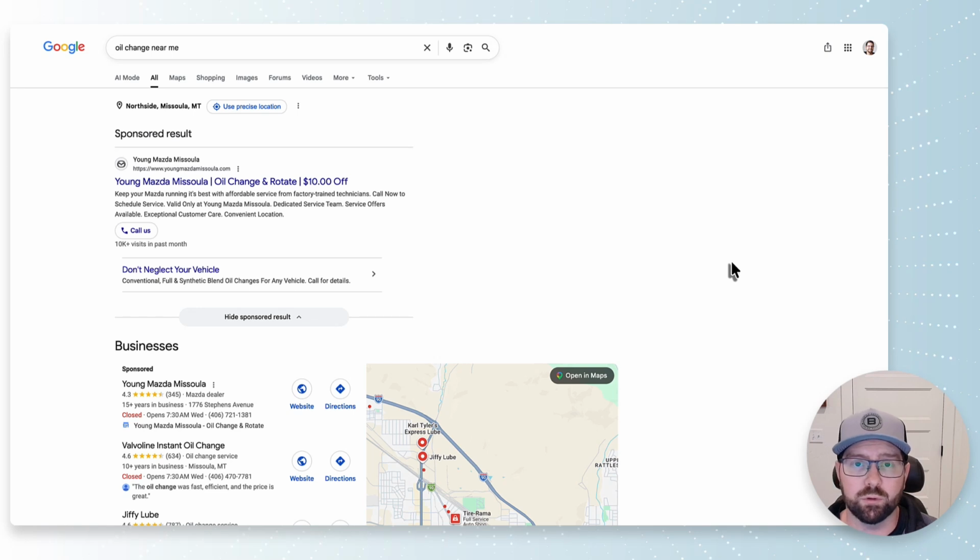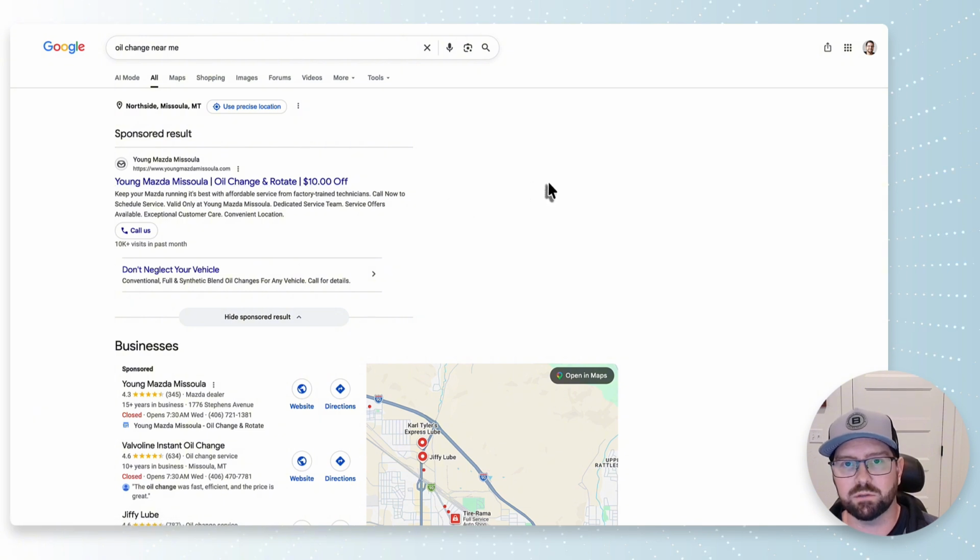When it comes to improving your Google Ads click-through rate, there's two major elements that I usually recommend people start with. The first is making sure that your ads are highly congruent. What I mean by that is if someone goes to search for an oil change near me, you want to make sure that that phrase actually appears in the headline of the ad.